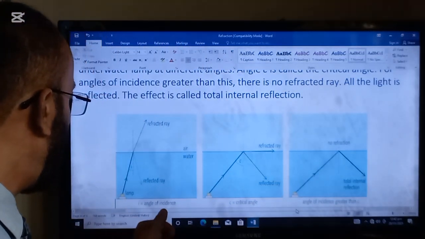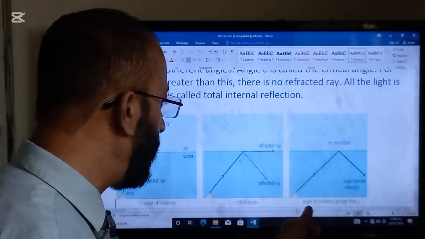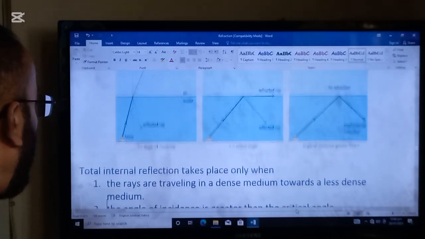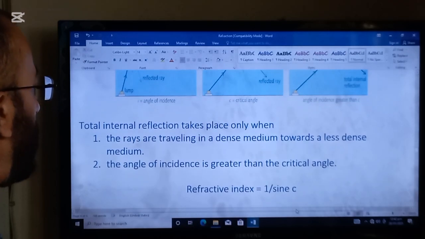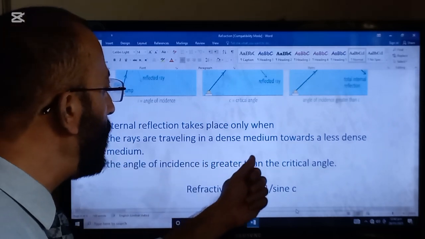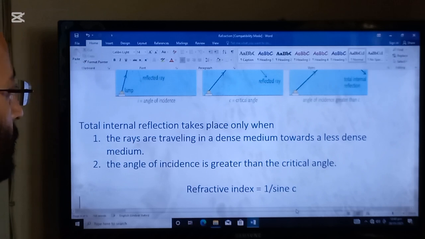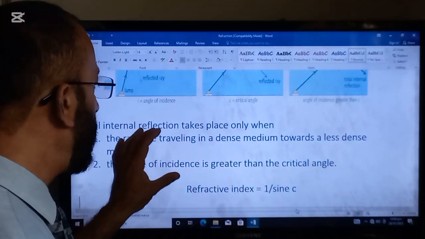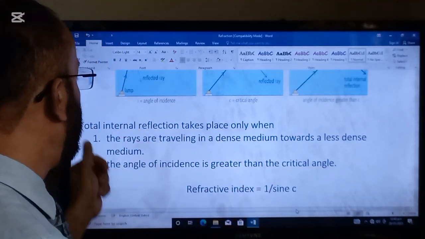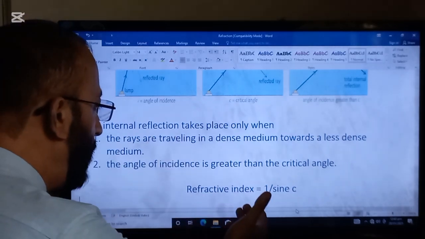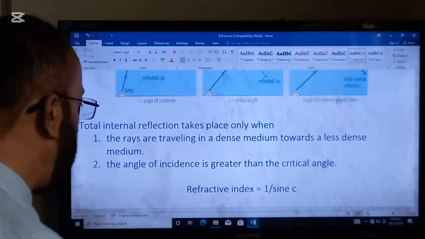In this case, angle of incidence is i. This is the critical angle, and this is the angle of incidence greater than the critical angle. Total internal reflection takes place only when the rays are traveling in a dense medium towards a less dense medium. This is the first condition. And second, the angle of incidence is greater than the critical angle. So these are the two conditions due to which total internal reflection takes place. Refractive index is equal to 1 over sine C.